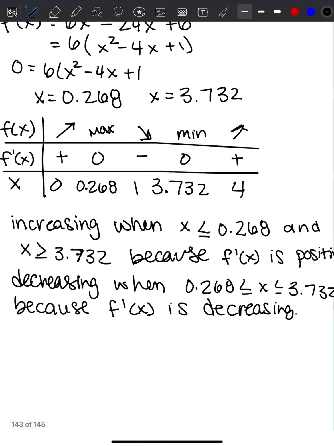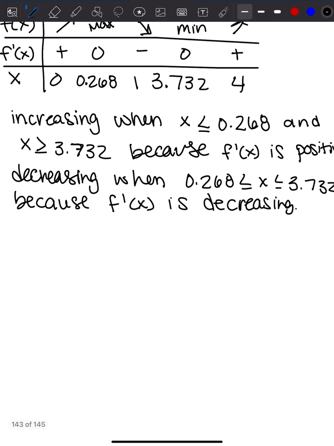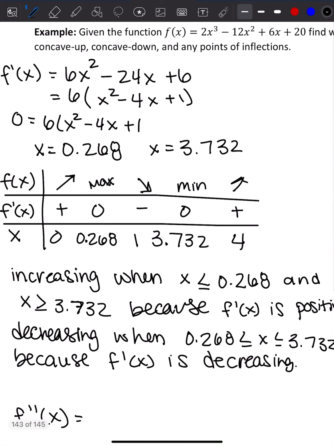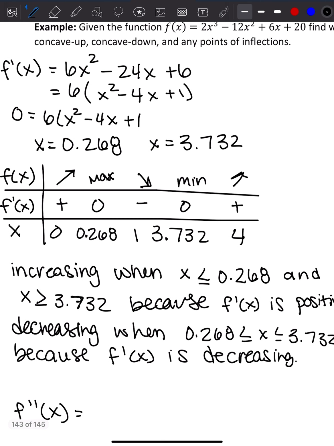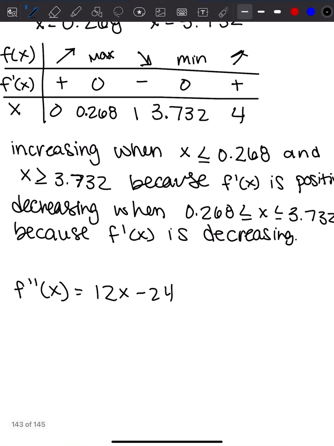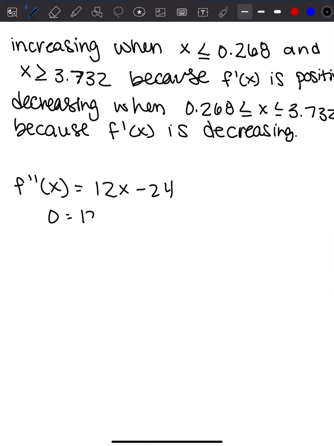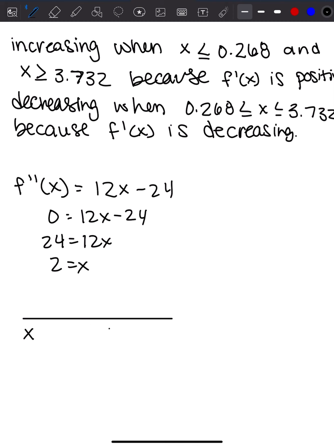Okay, so now we're going to look for concavity, so I'm going to take f prime and take the derivative of it to get f double prime. So we have 6x squared, that's going to turn into 12x minus 24. This is much easier to work with. So we have 0 is equal to 12x minus 24. So 24 is equal to 12x. So 2 is equal to x. So we have a possible point of inflection here. We just need to analyze it a little bit more to decide what's going on. So I have my x value that we're going to be looking at here, 2.